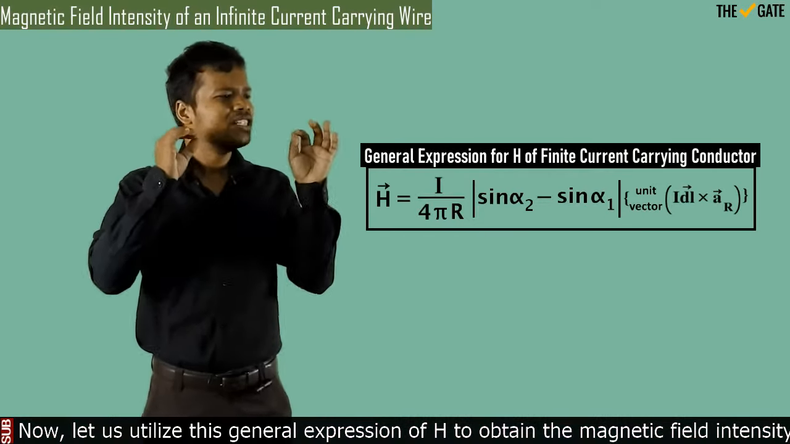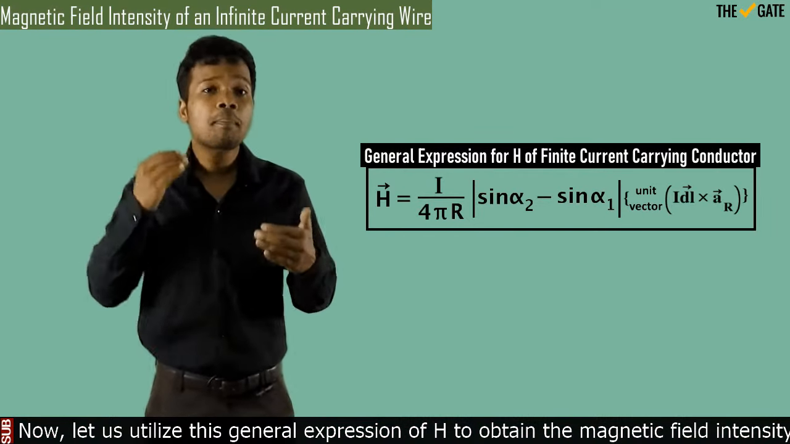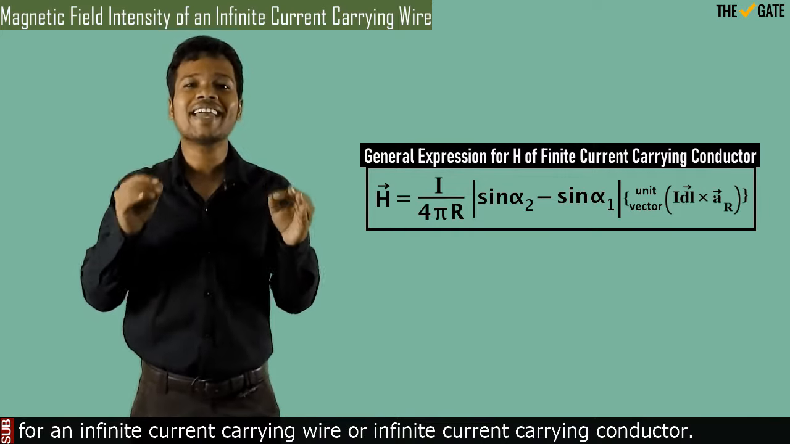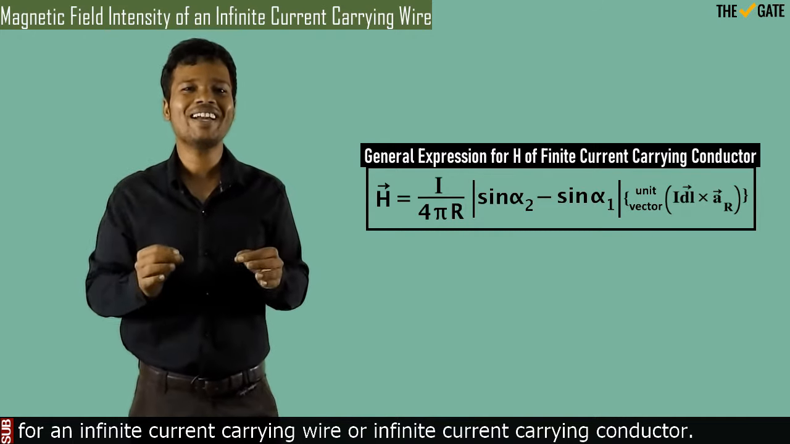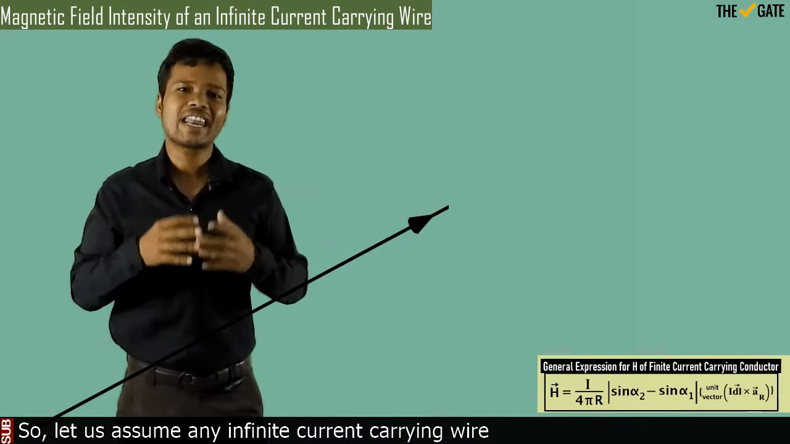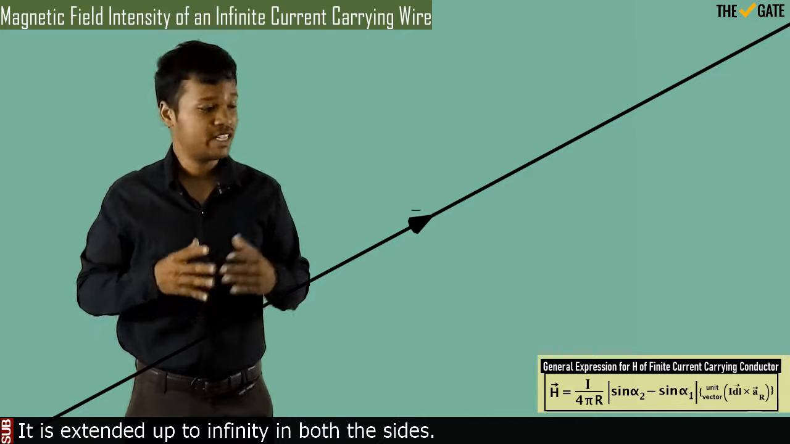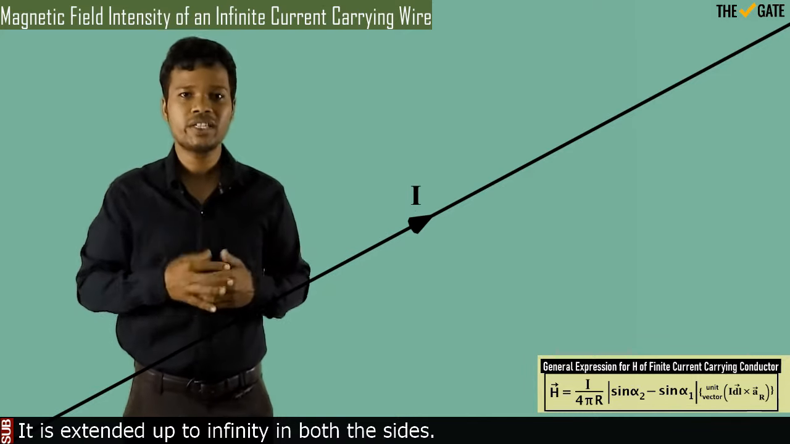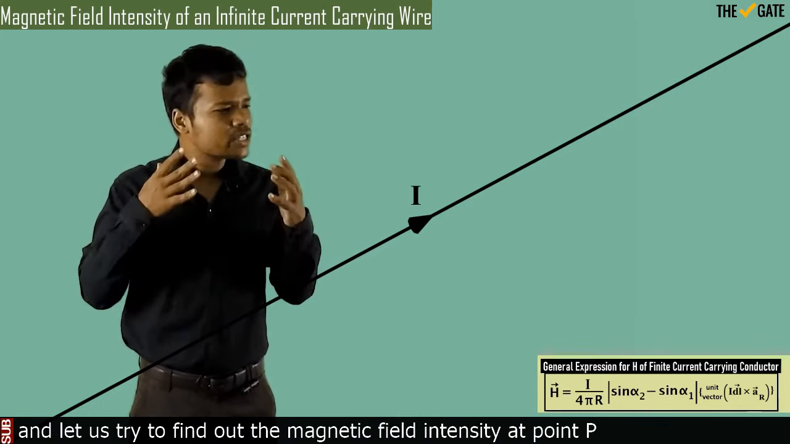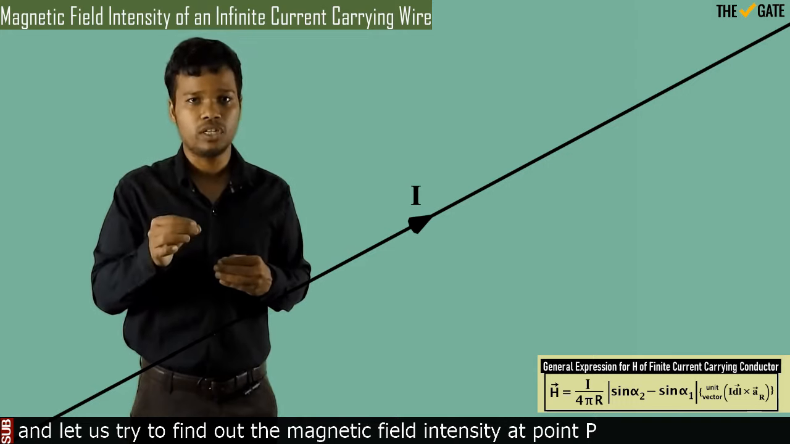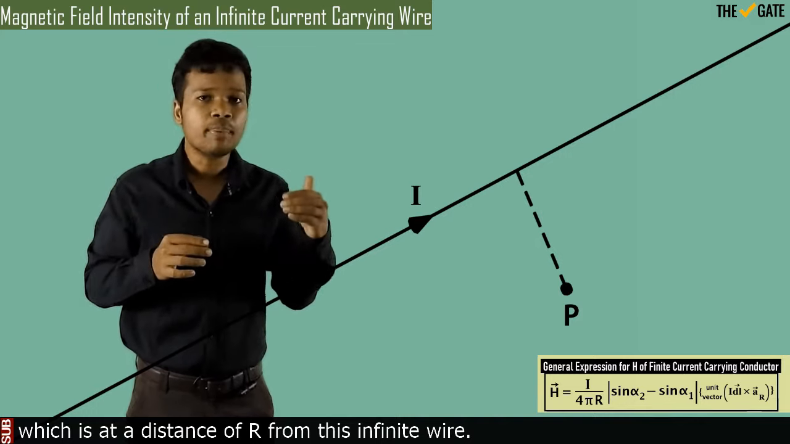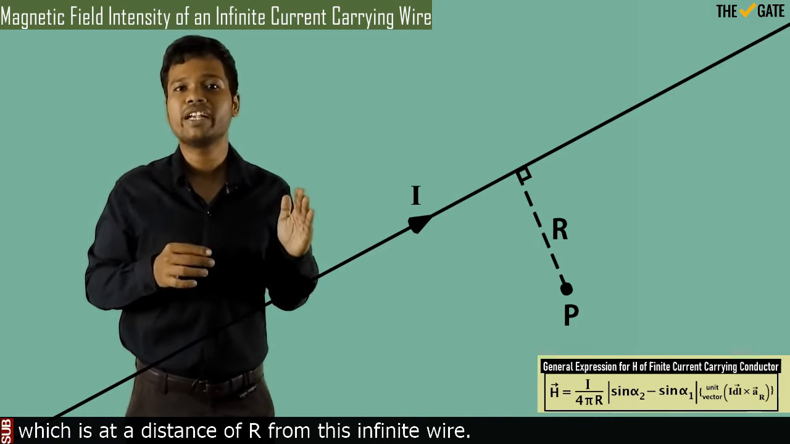Let us utilize this general expression of H to obtain the magnetic field intensity for an infinite current carrying wire, or infinite current carrying conductor. So let us assume any infinite current carrying wire, as you can see from your screen, it is extended up to infinity in both the sides. Let us say current I is flowing through this infinite wire, and let us try to find out the magnetic field intensity at point P, which is at a distance of capital R from this infinite wire.